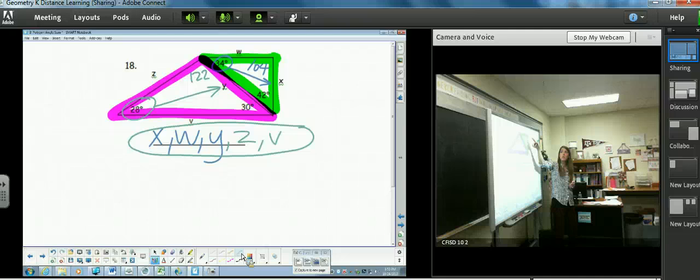Do we need to find any missing angles? No. Thank goodness, no. We did list sides last time. This is the same thing. Now I'm just going to list a side. Instead of naming a lowercase letter, how am I going to name the sides? How do you name a side?